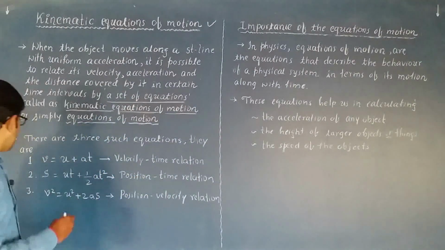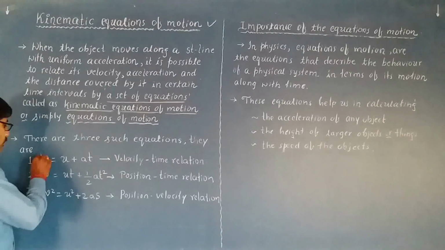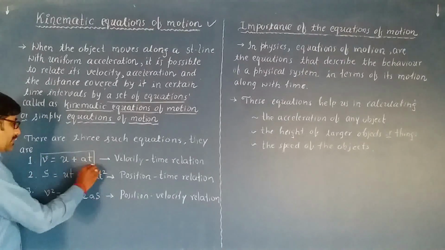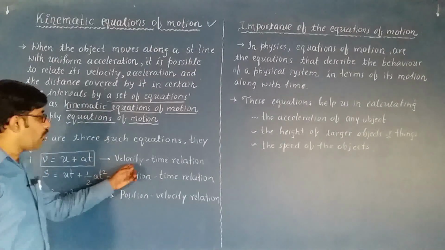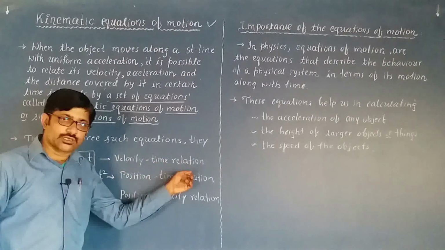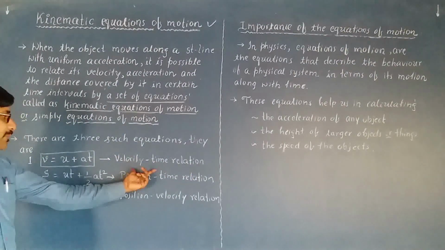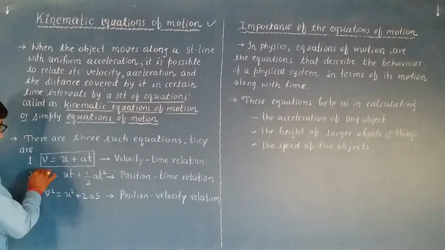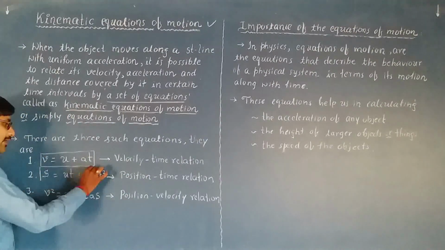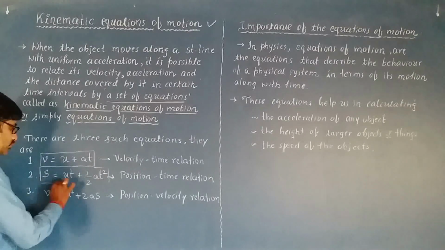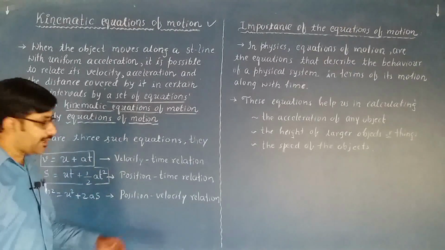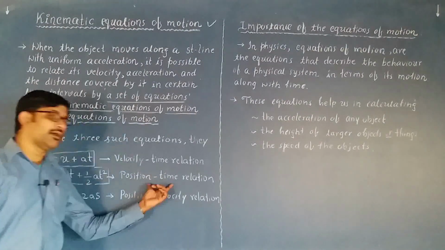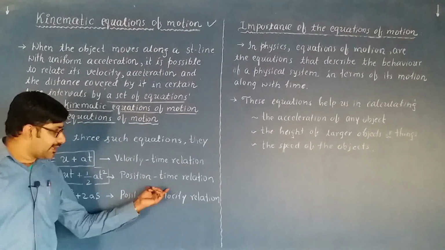They are V equal to U plus AT. This is called the velocity time relation. S is equal to ut plus half at square. That is called the position time relation.